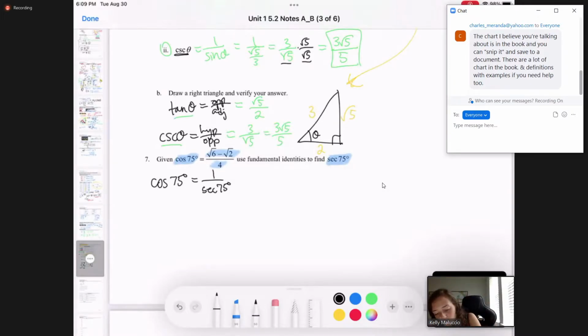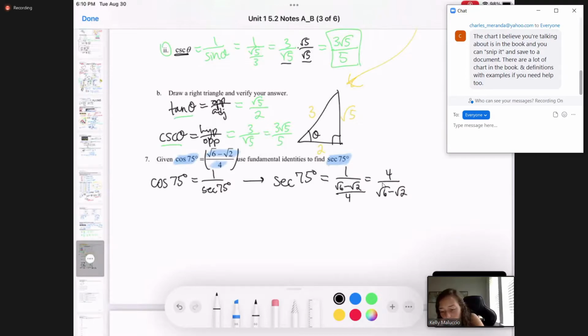So what this tells us is that secant 75 is going to be 1 over this whole thing here, square root of 6 minus square root of 2 over 4. But again, when we're dividing by a fraction, it's multiplying by the reciprocal. So this is the same thing as 4 over square root of 6 minus square root of 2. And then this is tricky to rationalize the denominator, but we can do it. It's just a little trickier.